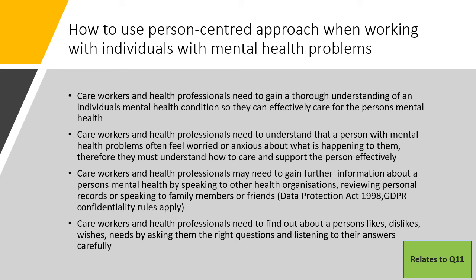Care workers and health professionals need to understand that a person with mental health problems often feel worried or anxious about what is happening to them. Therefore, they must understand how to care and support the person effectively. Care workers and health professionals may need to gain further information about a person's mental health, so they may need to speak to other health organisations. They may need to review personal records or speak to family members or friends. Obviously, we've got Data Protection Act and the GDPR, so confidentiality rules do apply.